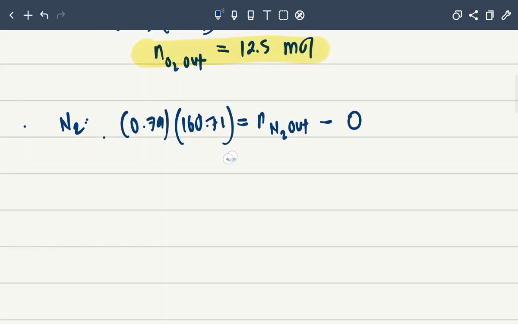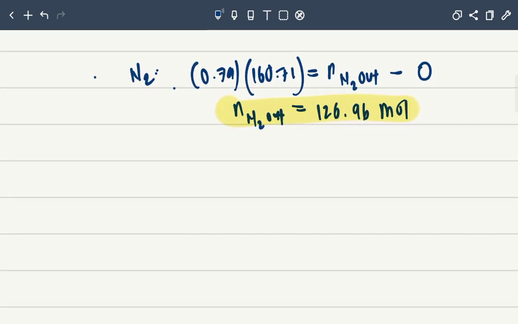So N2 out equals to 126.96 mol. Settle masalah. Next, apa lagi tak buat?